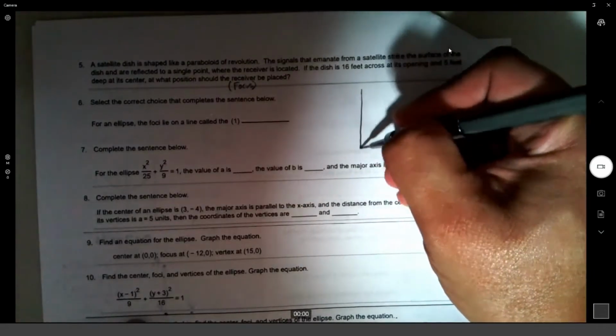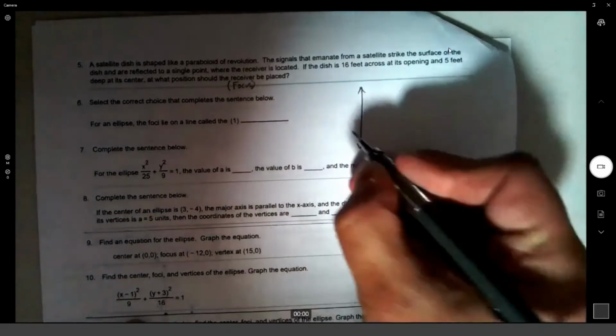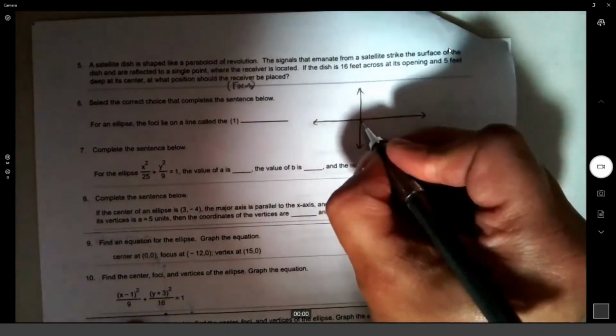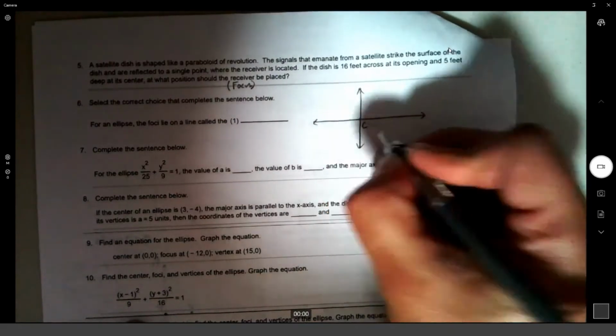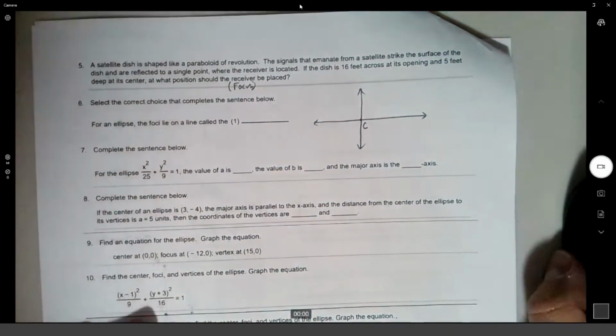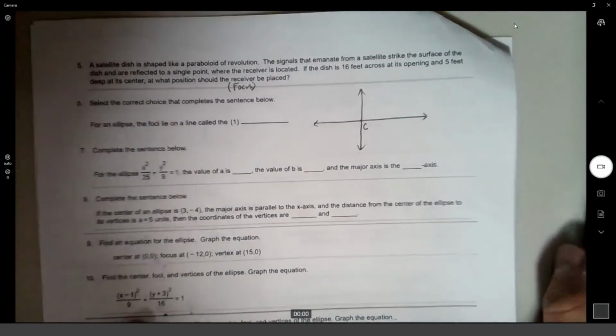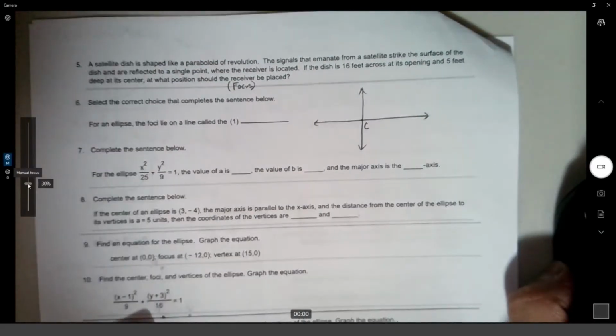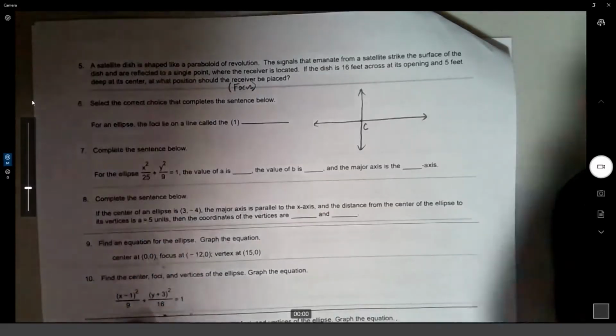So let me just give myself a simple picture here. And so the ellipse has a center. I wonder if I'm recording. Yes, I am. So it has a center. This thing always gets jacked up. All right, here we go.